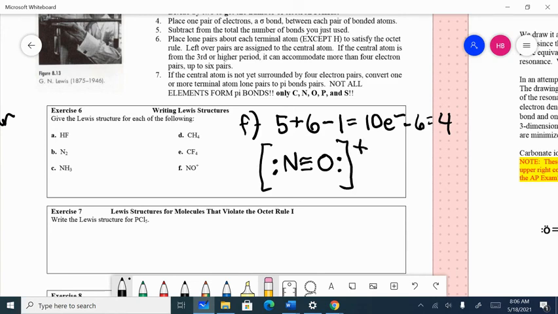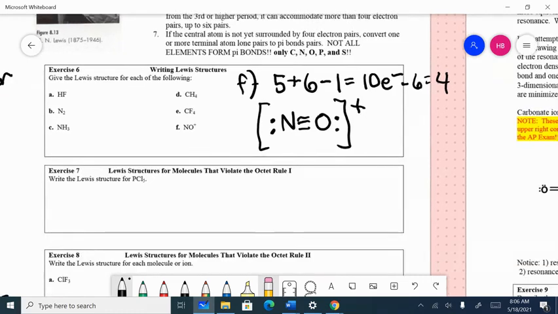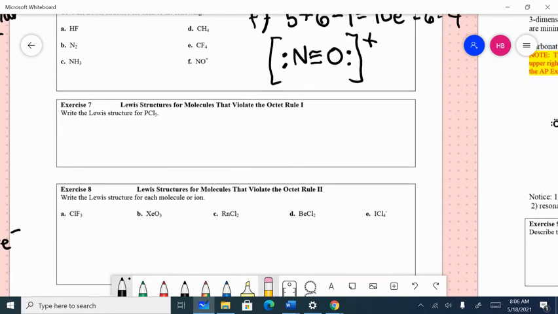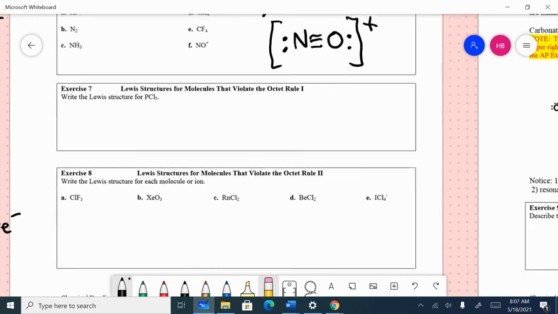And then that's how we indicate an ion, as we put brackets. In our next video, we'll talk about Lewis structures for molecules that violate the octet rule.